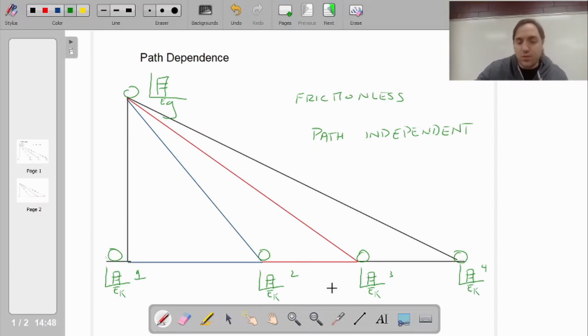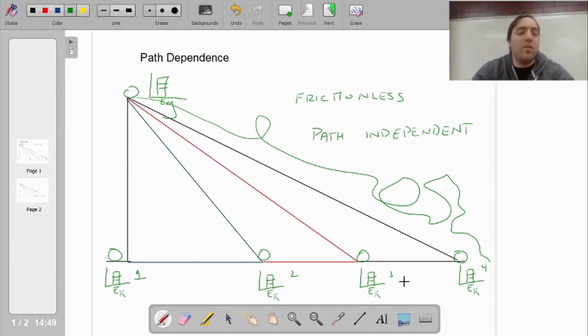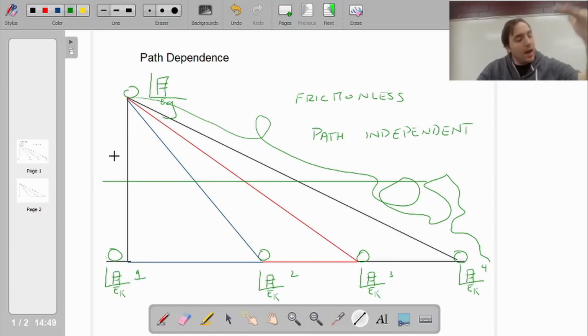This would even be true if I drew a particularly ridiculous thing. Even if the ball followed this path for whatever reason, by some miracle, the amount of work done by gravity would be the same as here, here, here, and here. Now this is also true no matter what height I'm at. I could be here, and the amount of work done to get to here, here, here, here, or here would all be the same. I could be higher or lower.